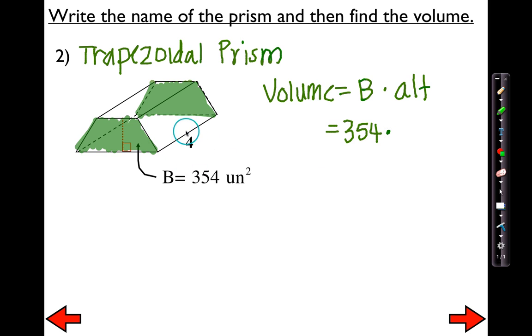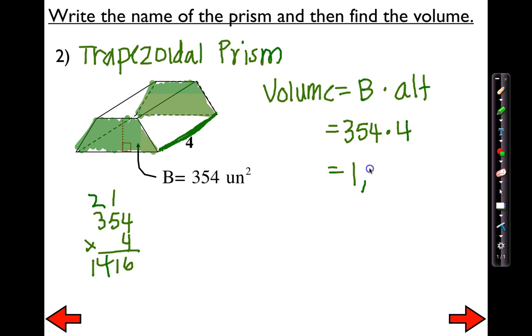And then how tall is this? Well, this here is 4 units tall. So I'm going to replace that with a 4. So all I have to do is multiply these two together. Let's do some side work. So we have 1,416, but you have to put units. And hopefully you guessed it right, it is going to be cubed because it's volume. So we always write our units as cubed.